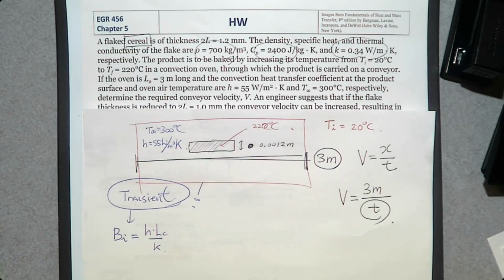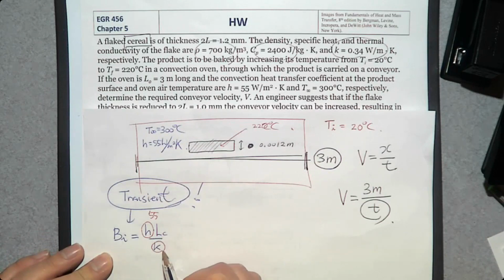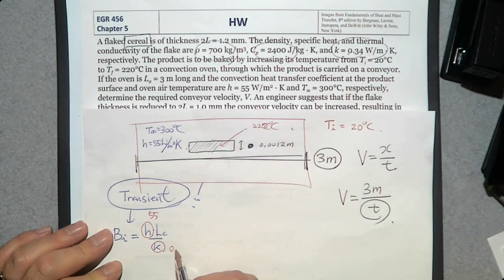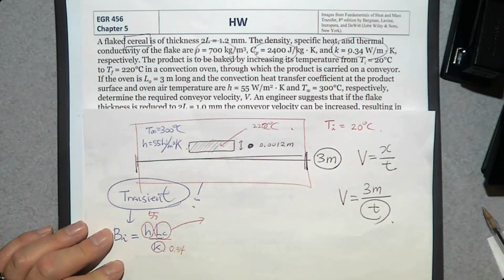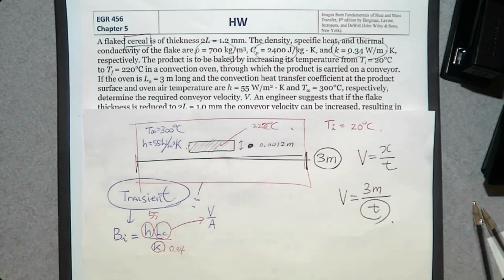By the way, we know the h value is given, 55. We have the k value given, 0.34, pretty low. And do we know the characteristic length? Not really. Can you determine that? Yes, there is an equation: volume divided by area.